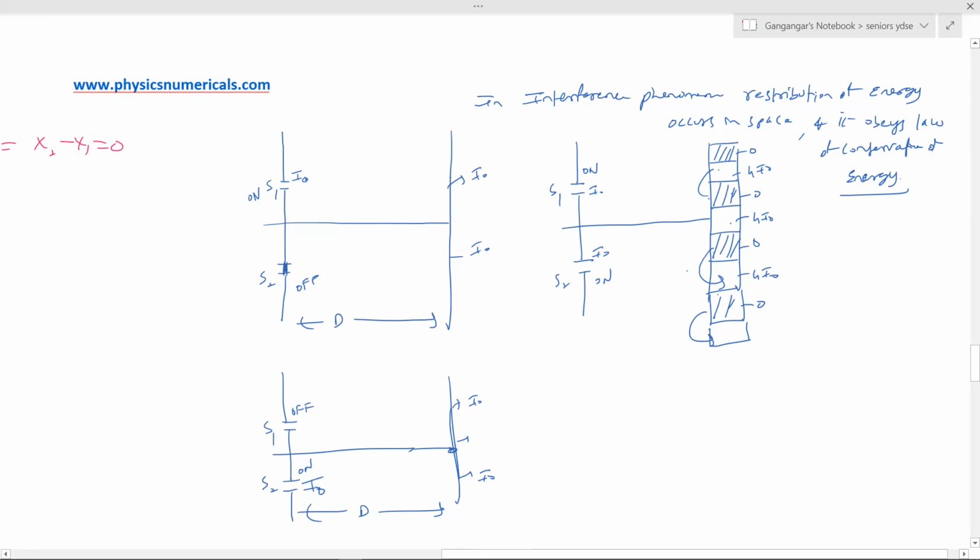If I switch off one of these sources, then what is the intensity everywhere? Everywhere will be I naught only.